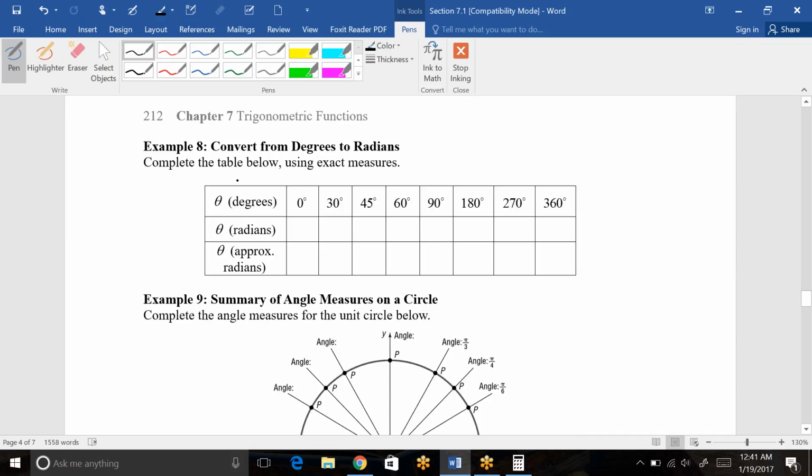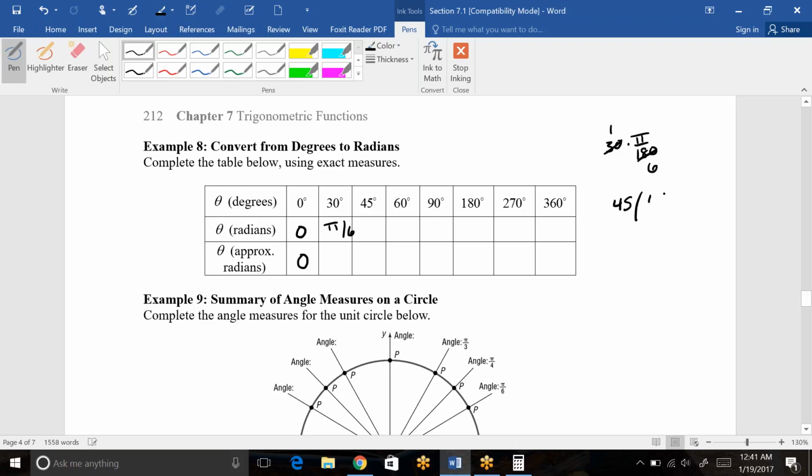So we want to complete this table below using exact measures. If you have 0 degrees, that's actually 0 radians as well, which would just be 0. If you have 30 degrees, so we're going to convert these, we're going to multiply that by pi over 180 because we're trying to go to radians. That would go in 6 times, so that's pi over 6. We'll get an approximation for that in a minute.